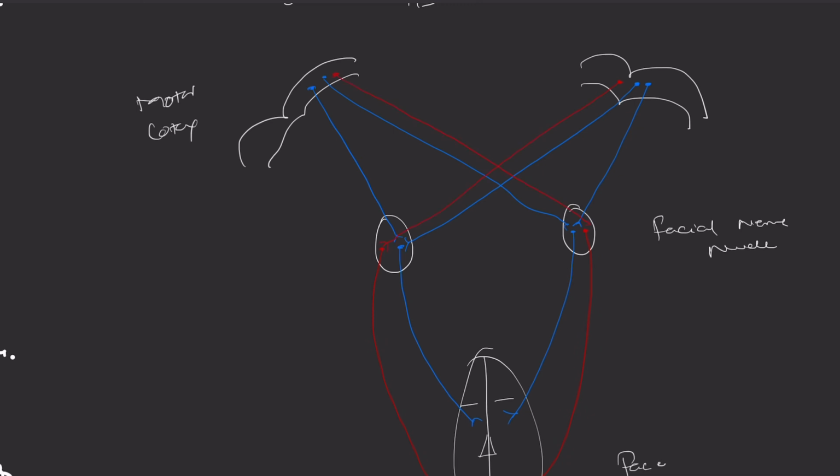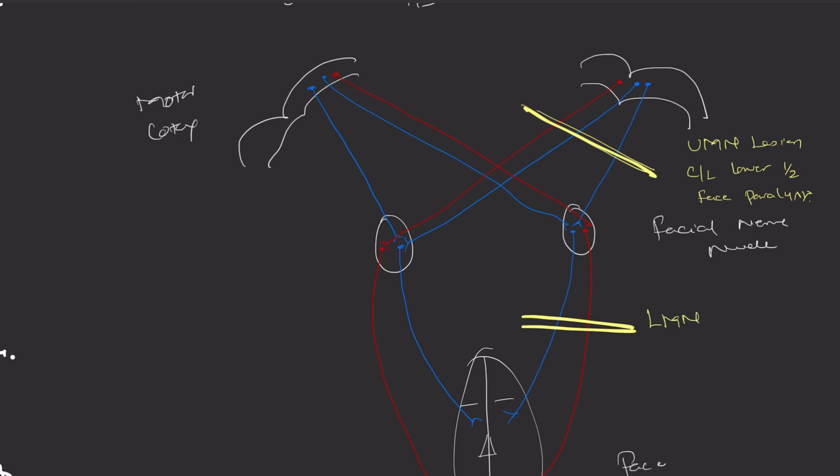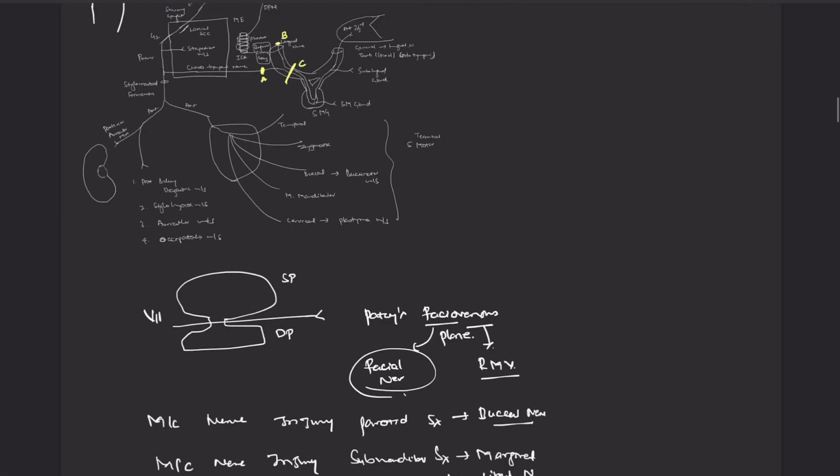So what will an upper motor neuron lesion lead to? Contralateral lower half face paralysis. A lower motor neuron lesion, an LMN lesion, will lead to ipsilateral facial paralysis. Okay, this is important: ipsilateral and contralateral.